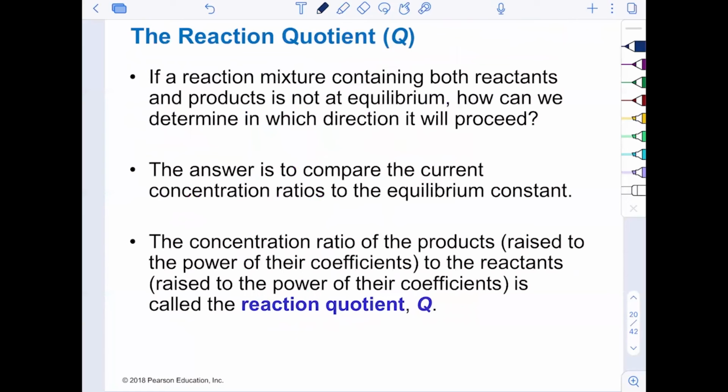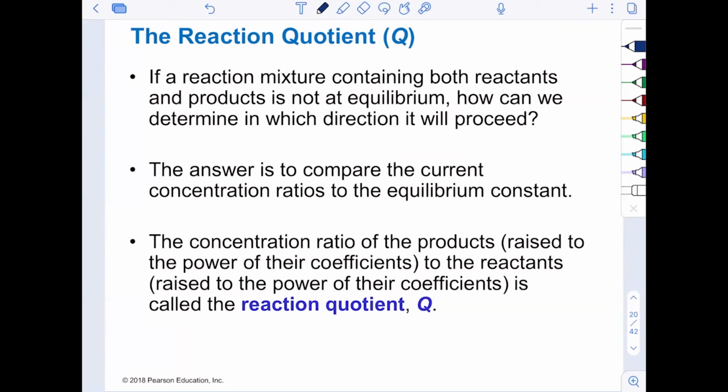Now the reaction quotient Q is utilized if a reaction mixture contains both reactants and products, but is not at equilibrium. It's a method of being able to, at a specific moment in a reaction, calculate via the concentrations given, which direction the reaction will proceed. It's about calculating Q just like we would calculate K, but we're not at equilibrium, so we can't call it K. We have to call it something else, and we call it the reaction quotient, or Q.